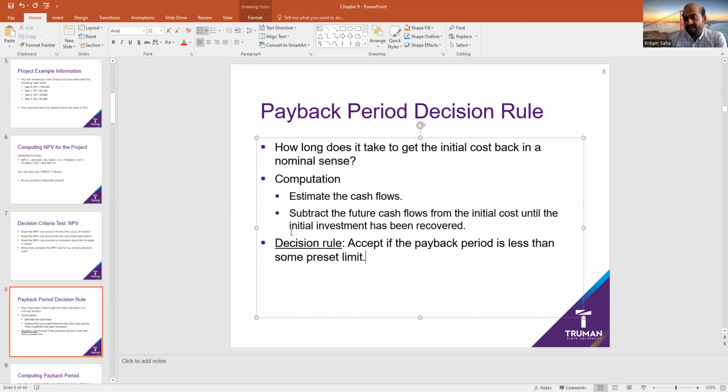So what is the decision rule, like the decision cutoff? You should accept any project if the payback period is less than some preset limit. Preset limit means, let's say you want to invest in a project and you want all of your investment to be returned from the project by 2 years, or by 3 years, or by 4 years. This 2, 3, or 4 is your preset limit. So if the cash inflow from the project returns all of your investment within your preset limit, then yes, else no.